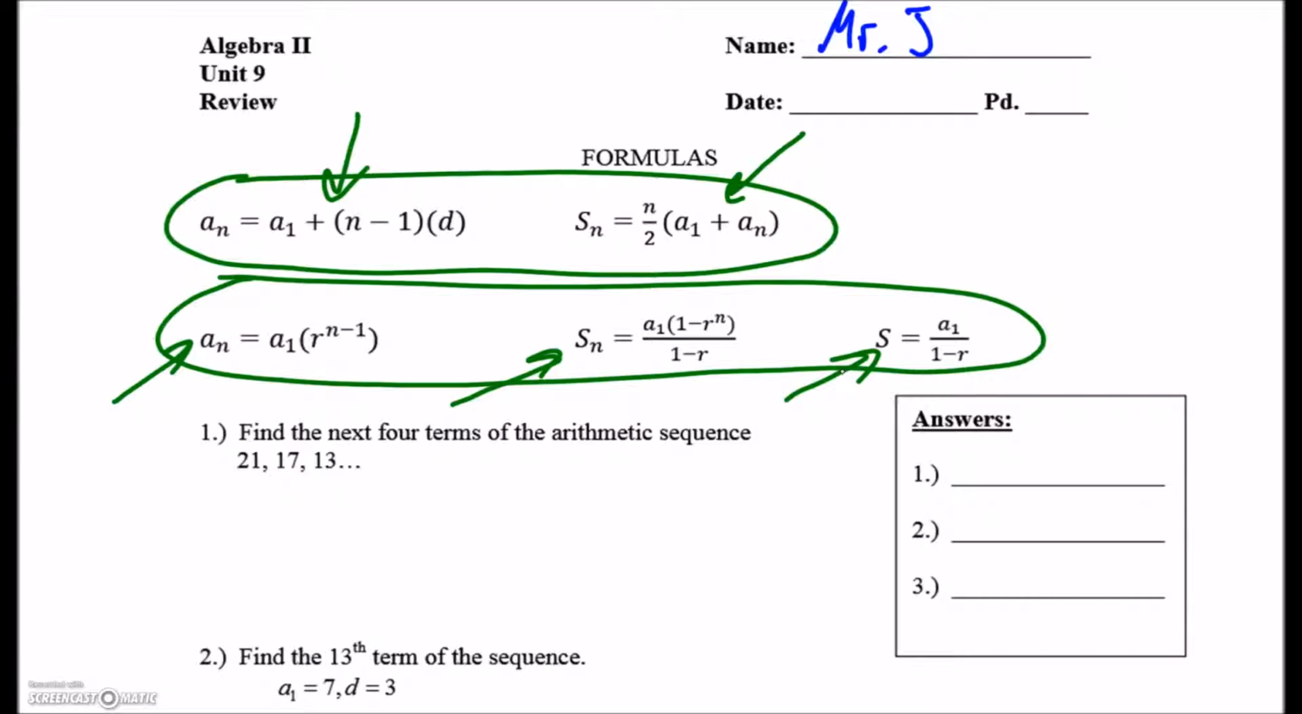So if we look at the first one, it says find the next four terms of the arithmetic sequence. This is one that we don't need our formula for. We're just identifying the pattern, and the pattern here is that I'm subtracting 4 each time, or I'm adding a negative 4. So then I add a negative 4, and I just keep that pattern going. If I add a negative 4 again, it gives me a 9. If I add a negative 4 again, it gives me a 5. Add negative 4, add negative 4, and that's it. So I'm just adding negative 4 each time I come up with the next 4 terms. Okay?